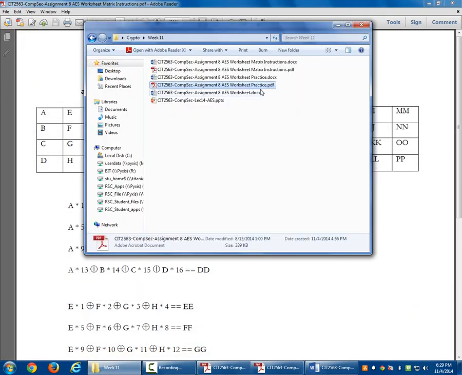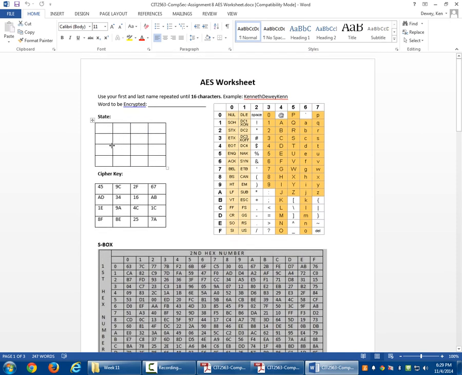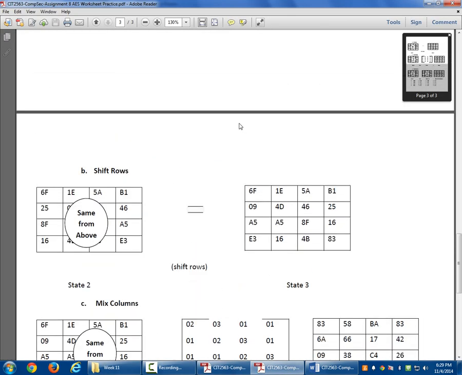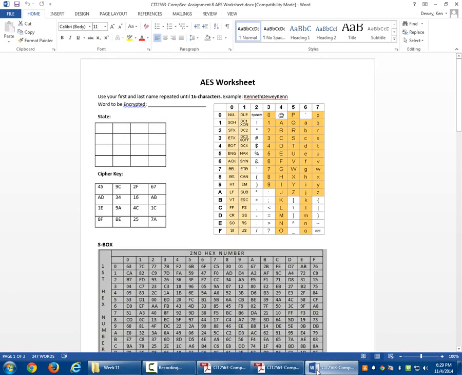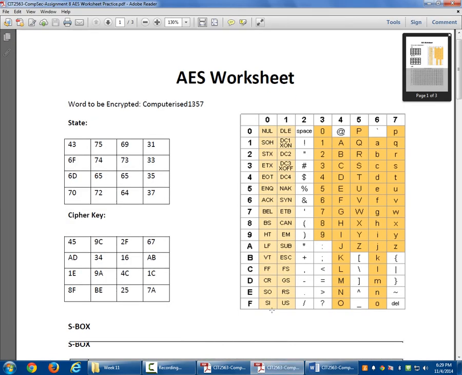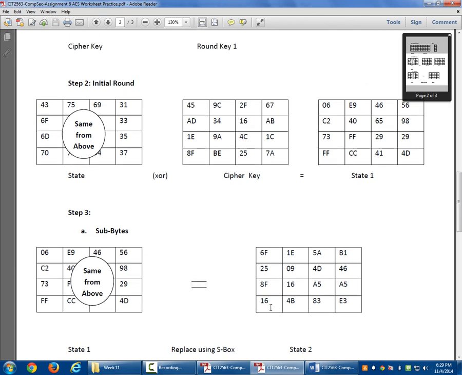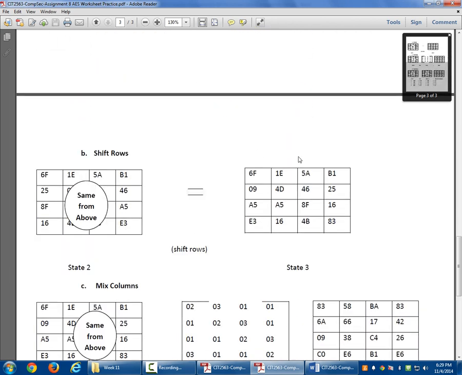So they're all up there, but here's the worksheet. Okay? So take this blank worksheet, walk through this practice assignment. It's all done for you, but do it with the words computerized 1357, but do it on the blank worksheet. That way you can compare your work, make sure you're getting the right answers. Okay? Then once you're sure you got it where it actually gave you the right answers and all this stuff worked out, then you go ahead and do it with your name. But when you get to state 3, right here, give it to me.